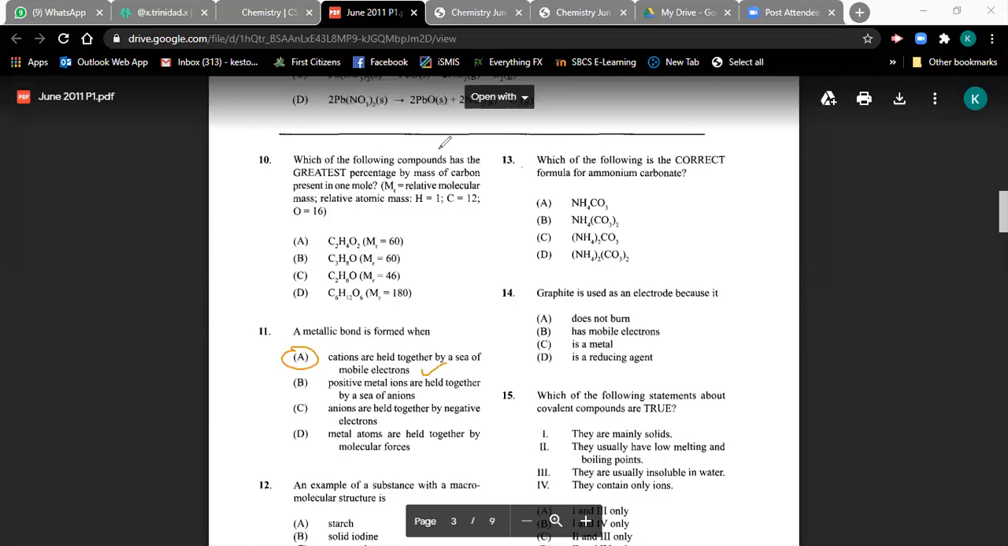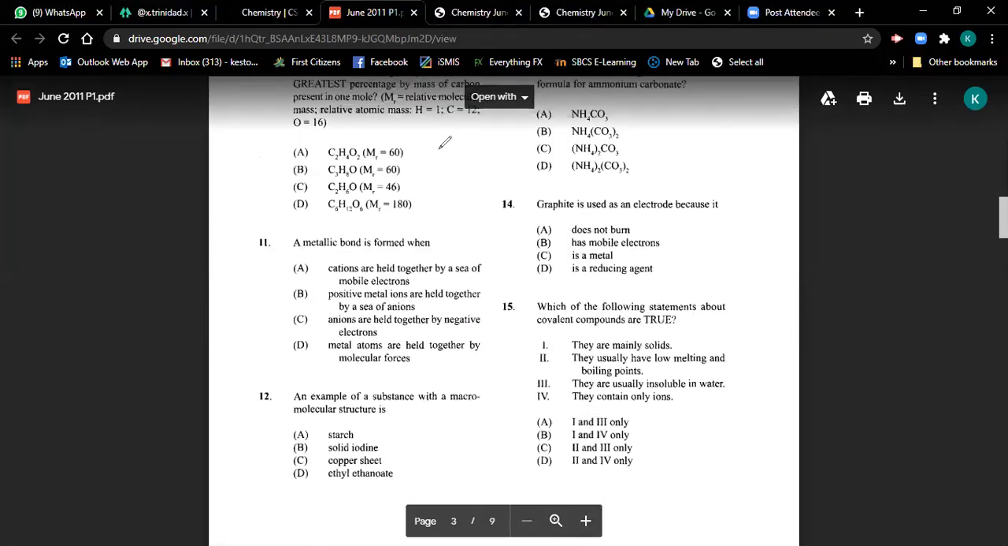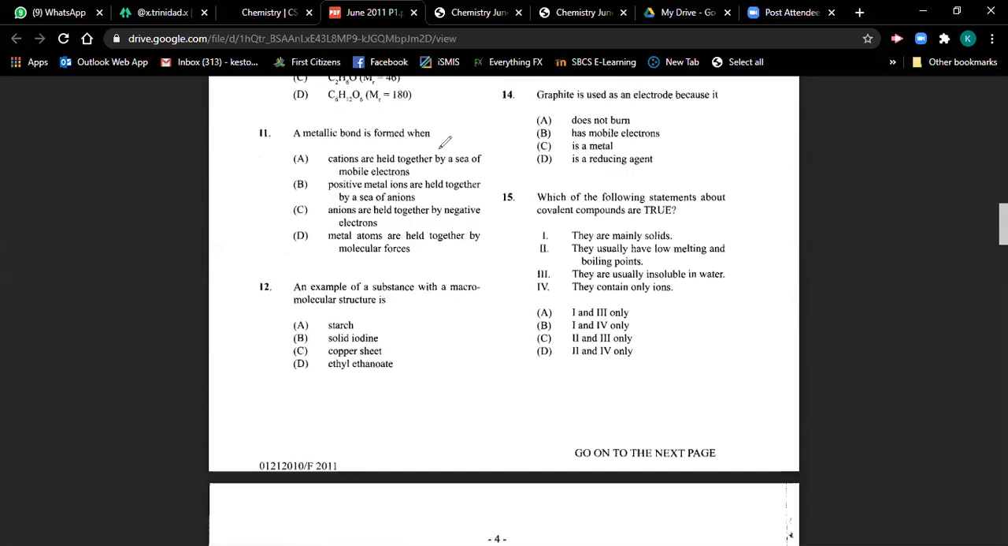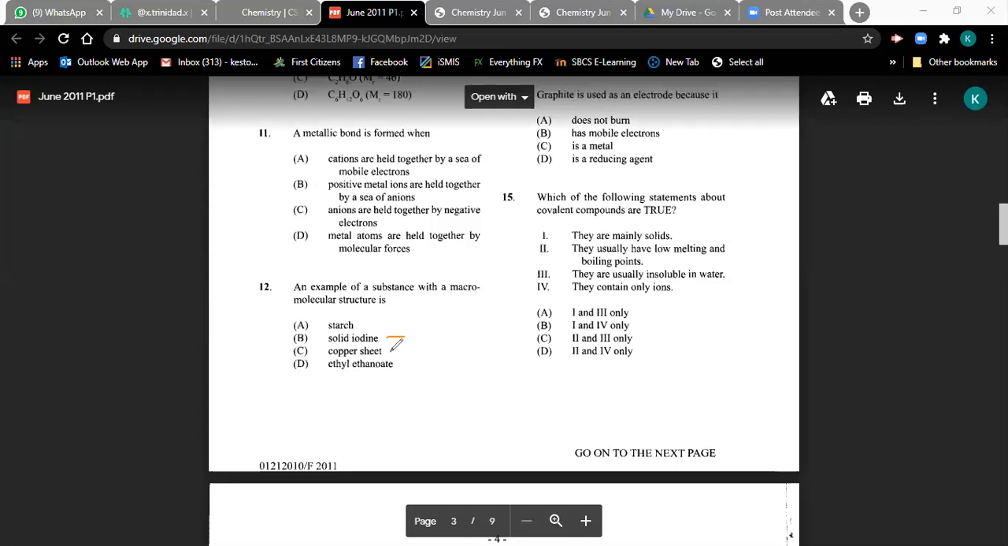12. An example of a substance with a macromolecular structure. Macromolecular. So this one, what do we get? This is simple. This is metallic. Ethanol and ethanol, this is probably more simple covalent. Starch gives us a macromolecular structure. Right? It's like a polymer. This is a polymer.